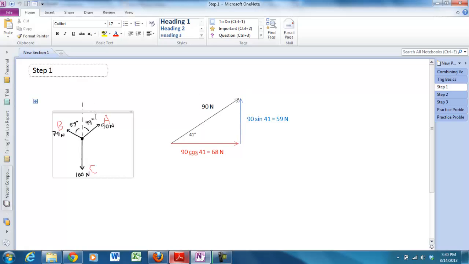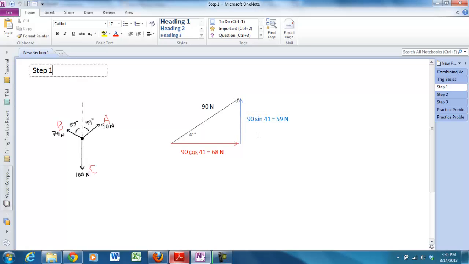The figure we were given, this 49-degree angle, is where the 90 newtons is relative to the vertical, and I changed this into 41 degrees to figure out that angle relative to the horizontal. It doesn't matter which angle you use, it's just that usually we have a reference angle relative to the horizontal. So to figure out how much of this 90 acts in the horizontal direction, we take 90 times cosine of 41, which equals 68. And to figure out the vertical component, or the y component of this vector, we take 90 times sine of 41, which gives us 59 newtons.